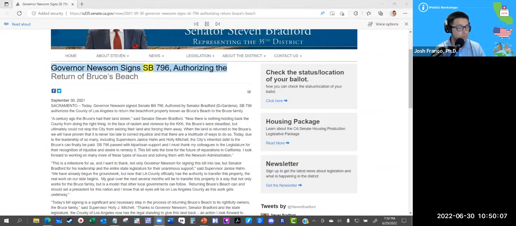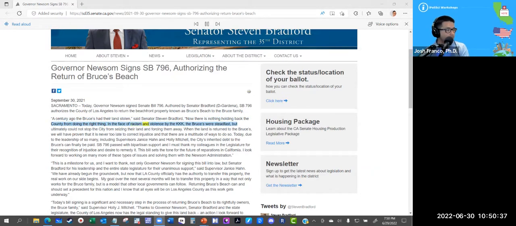Governor Newsom signs SB 796, authorizing the return of Bruce's Beach. September 30, 2021. Sacramento. Today, Governor Newsom signed Senate Bill 796, authored by Senator Steven Bradford. SB 796 authorizes the County of Los Angeles to return the beachfront property known as Bruce's Beach to the Bruce family. A century ago the Bruces had their land stolen, said Senator Steven Bradford. Now there is nothing holding back the county from doing the right thing.